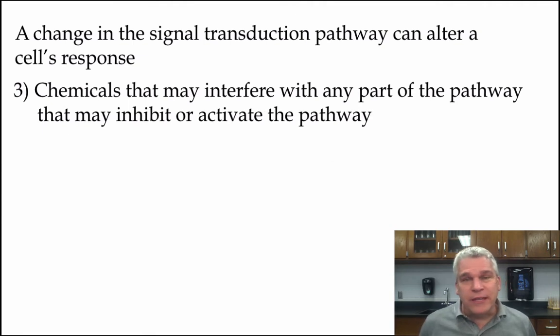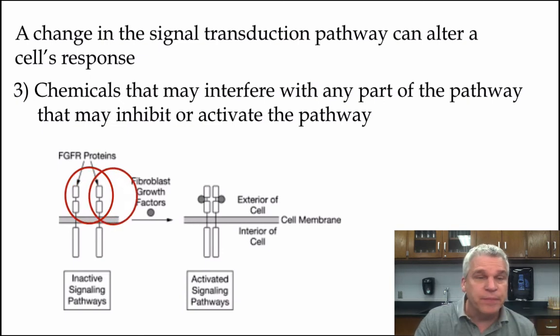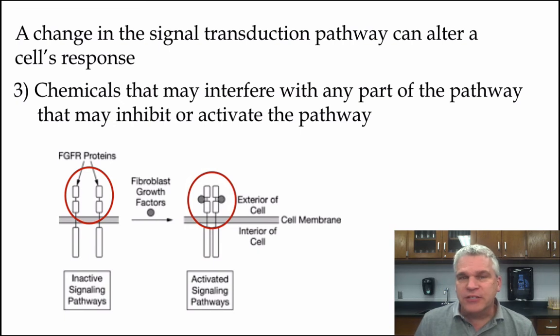Now we know that chemicals can interfere with any part of the pathway, and these chemicals could actually, though, either inhibit the pathway, like we've been showing, or it could actually activate a pathway. So for instance, here we see the fibroblast growth factor proteins, and right now they're in an inactive form. But when we have the fibroblast growth factor attaching to them, notice what happens in this other diagram. They move closer together. This is actually going to activate a pathway that allows for the growth of fibroblasts. So in one example, the chemical inhibited a pathway. In this example, it will activate a pathway.